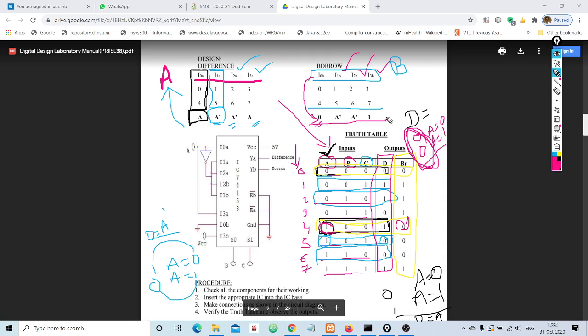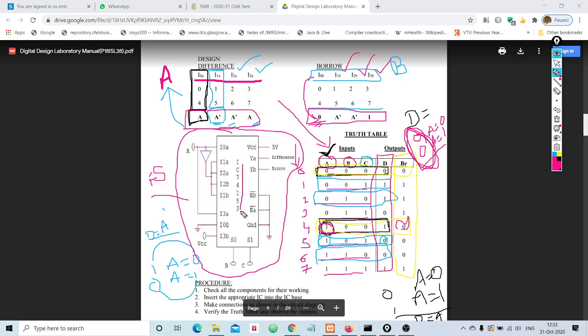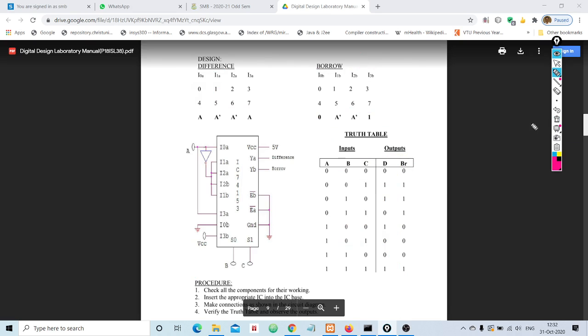Once you find the input values for difference and borrow, then you can come up with a final circuit diagram which will act like a full subtractor. Actually, this is a full subtractor which has been designed using a multiplexer whose IC number is 74153. Clear? So I will now explain that circuit diagram. We shall have a look at it.